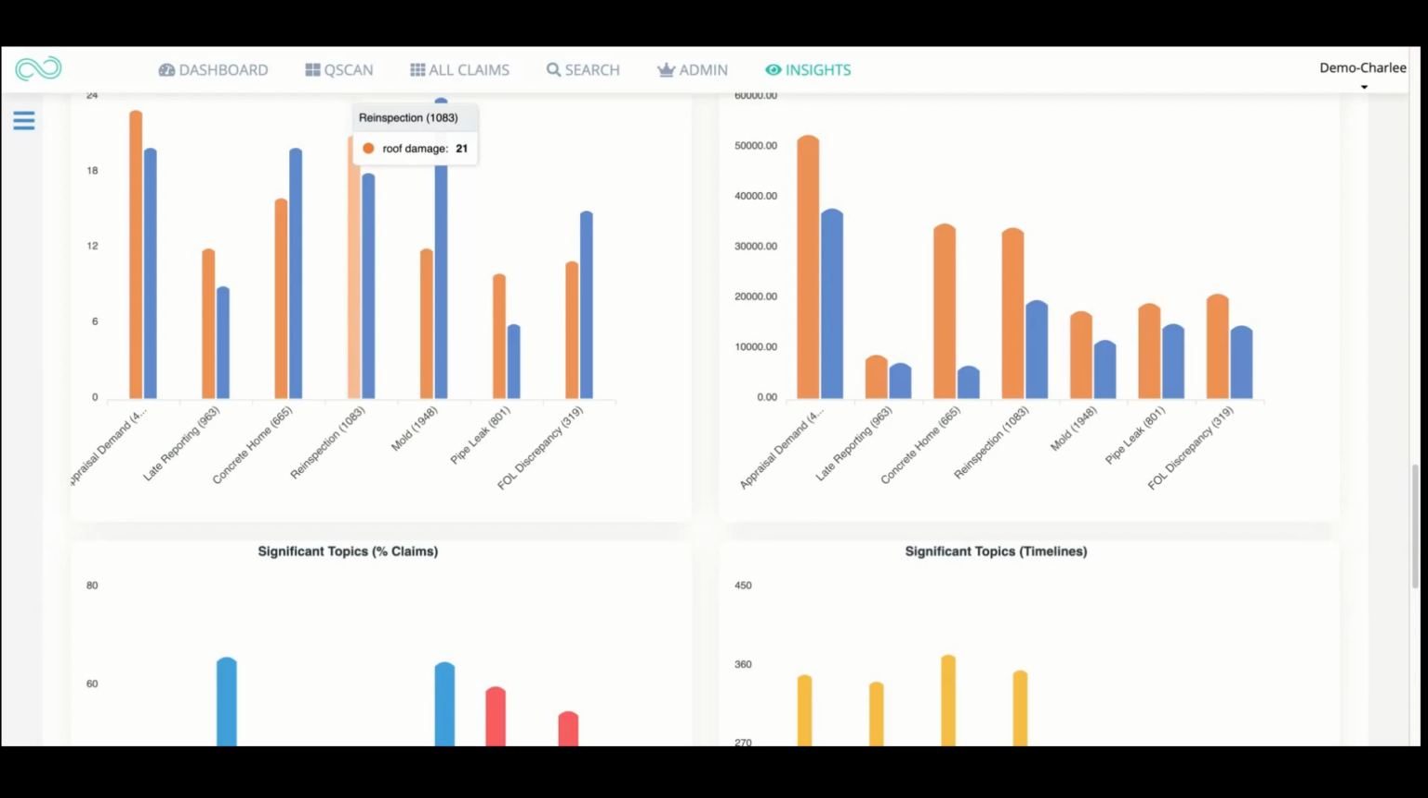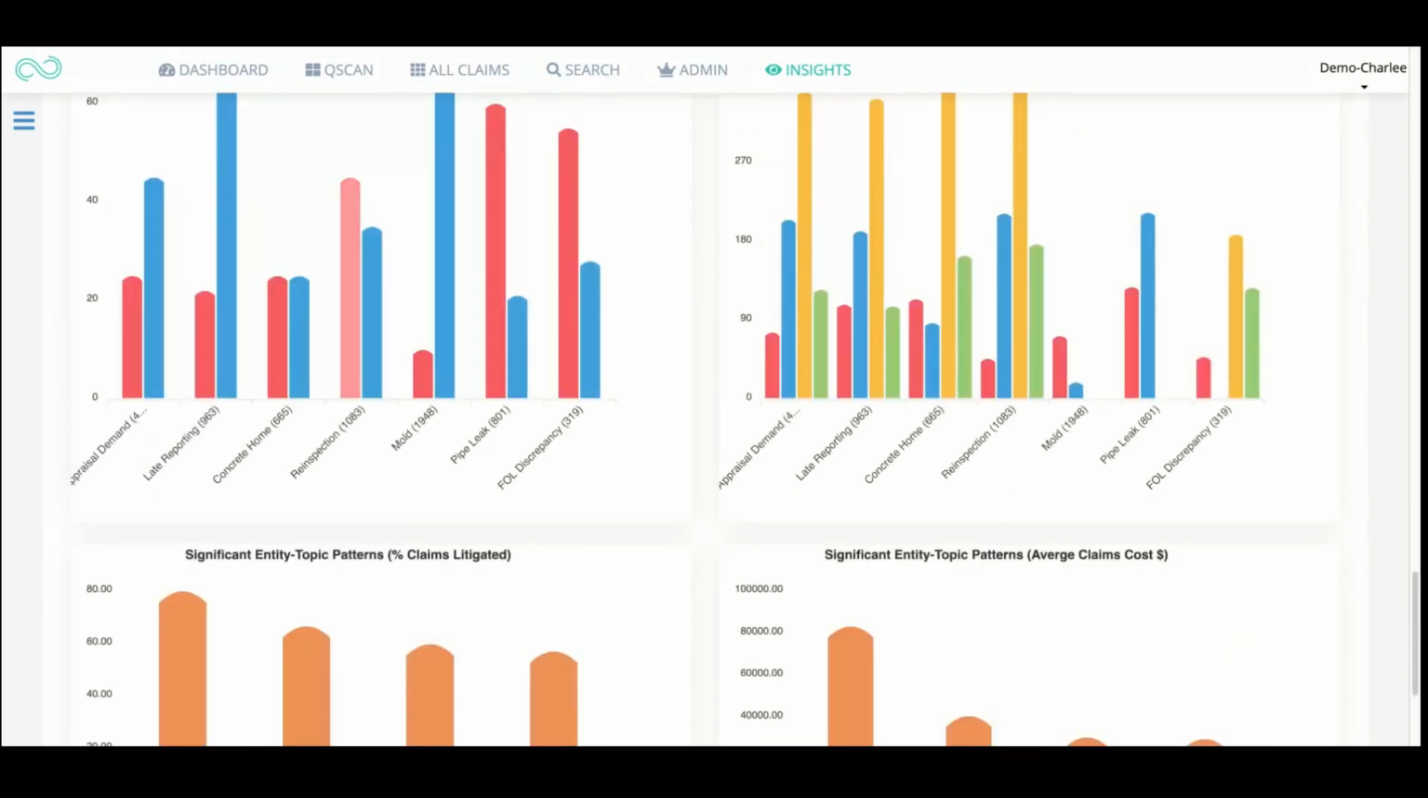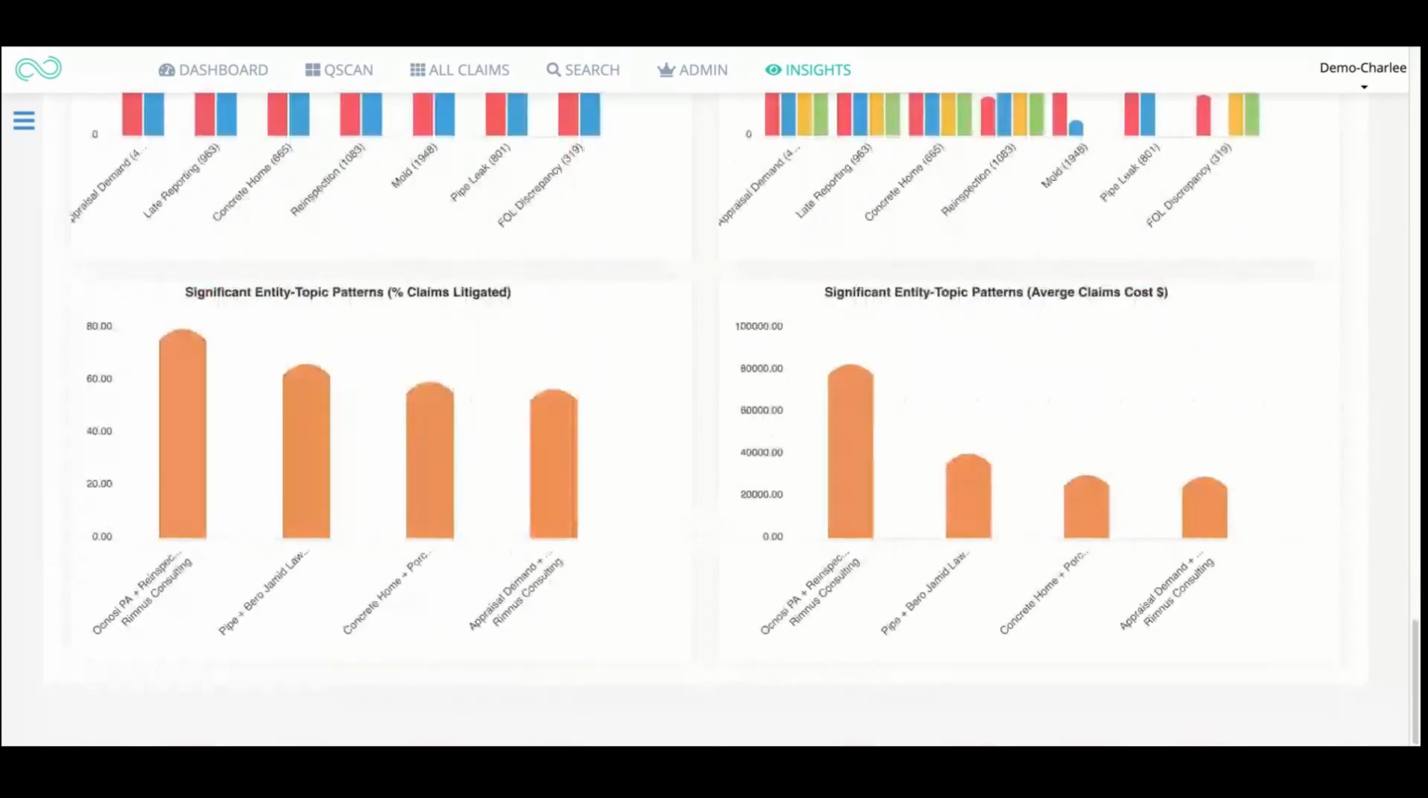That's great. The other thing I also wanted to point out is that what Charlee also does is combine the entities and topics, look for patterns, and look at what happens when certain patterns are found in the claim. So for example, if this particular public adjuster, Oknossi PA, along with Rimnus roofing consultant, along with reinspection, is found in the claim, there's an 80% chance of litigation with almost an $80,000 cost coming on those kinds of claims. So again, Tim, are these kinds of patterns something that might help with investigations?